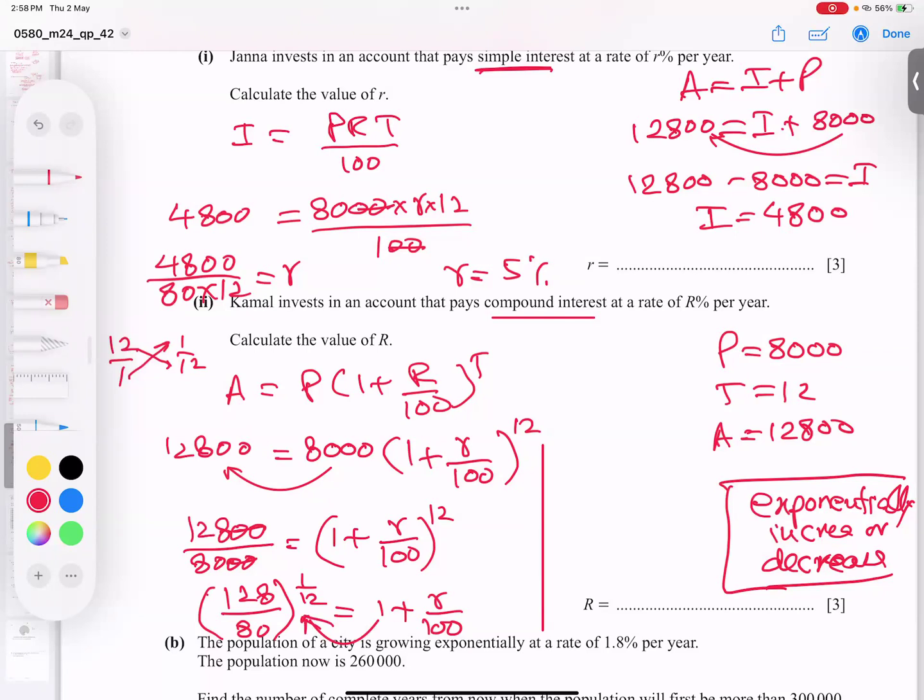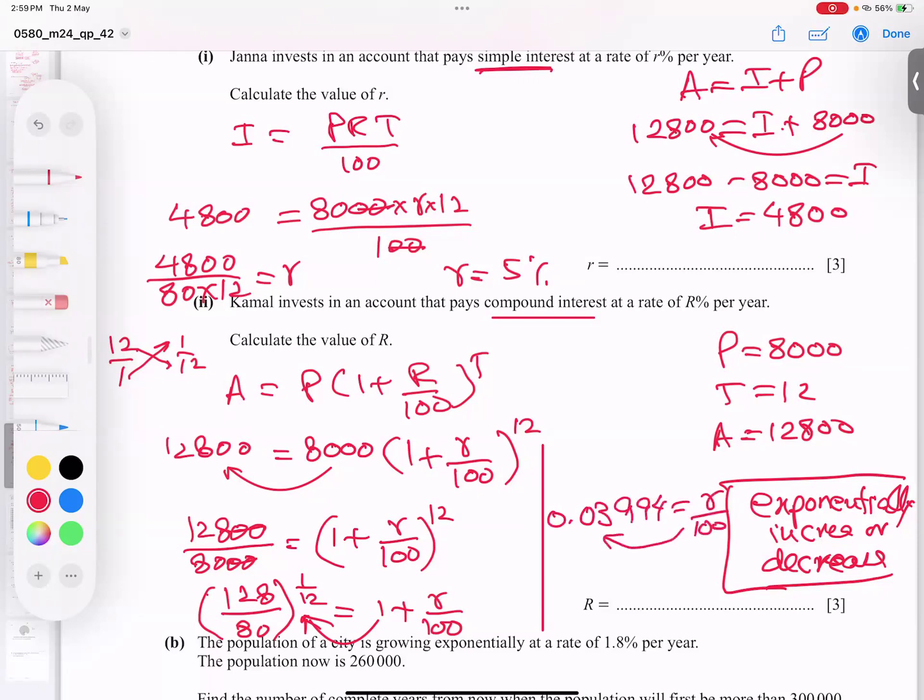So let me type up till now everything. 128 divided by 80 and power 1 over 12. And this answer subtract 1. And I got 0.03994. And here it is r over 100.